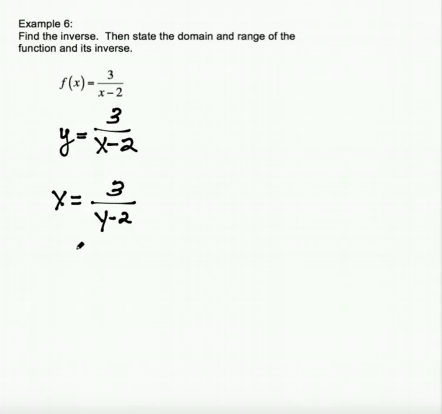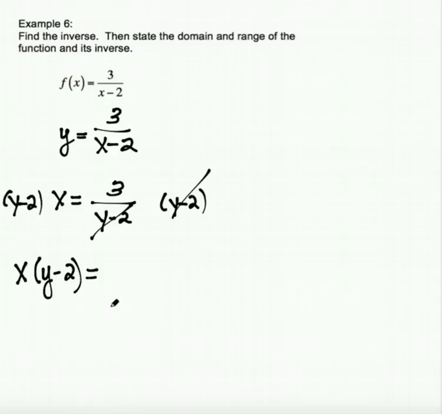Now, that's step 1. Step 2 is to now solve for y. Well, the first step is to get rid of the fraction, okay? By getting rid of the fraction, you're also going to bring y out of the denominator. So to do that, you're going to multiply both sides by y minus 2. So on the left-hand side, I'm going to rewrite it as x times y minus 2 is equal to, notice on the right-hand side, the y minus 2's cancel out.